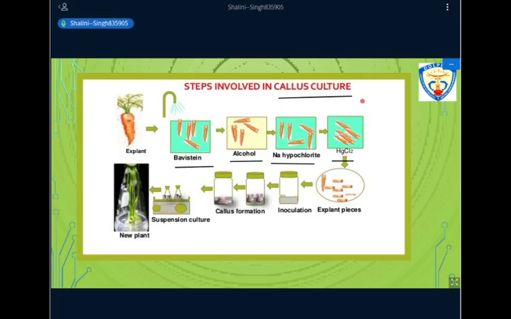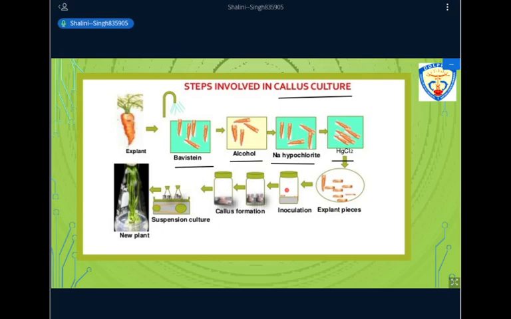This whole operation is carried out in sterile conditions. So in the lab, you have a specific working area which is specially for sterile work, that is the laminar airflow cabinet. This whole work is carried out inside the laminar airflow cabinet. Now you have your surface-sterilized explant pieces, and then these explant pieces are inoculated.